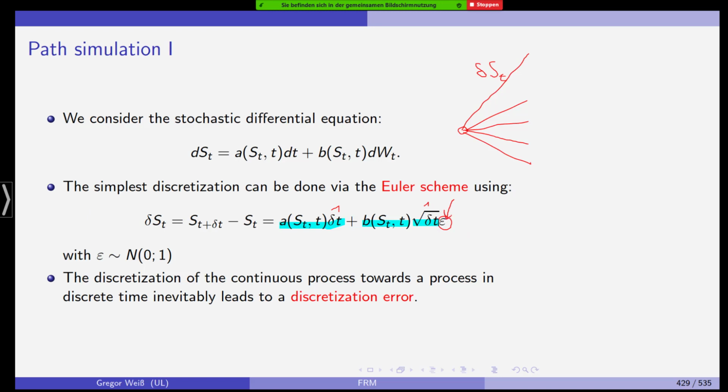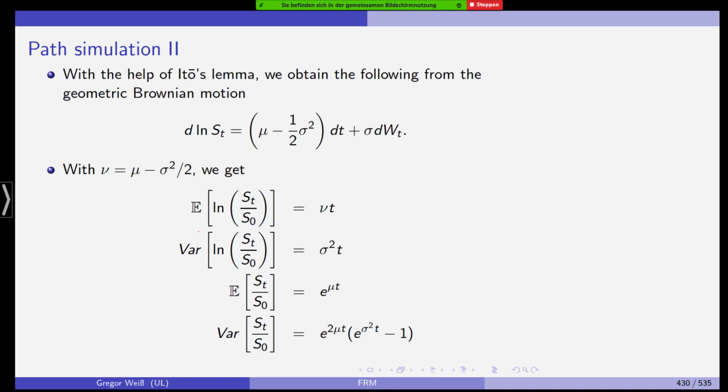Let's simulate epsilon from the standard normal distribution, maybe 0.2, and enter 0.2 into this equation, and you have the first simulation. So 0.2 is a random number that is simulated, and we insert it into the equation to get the first simulation. The problem is that this discretization leads to a discretization error. The Euler scheme is not the best.